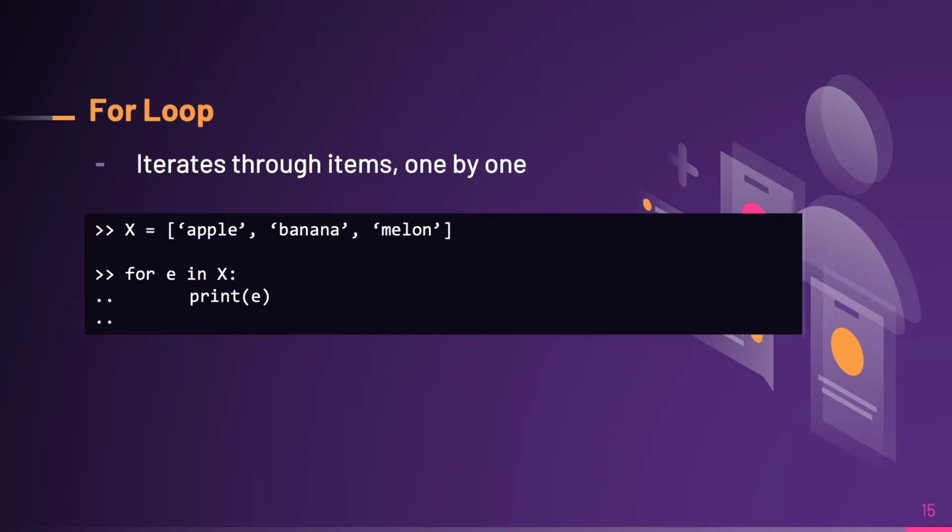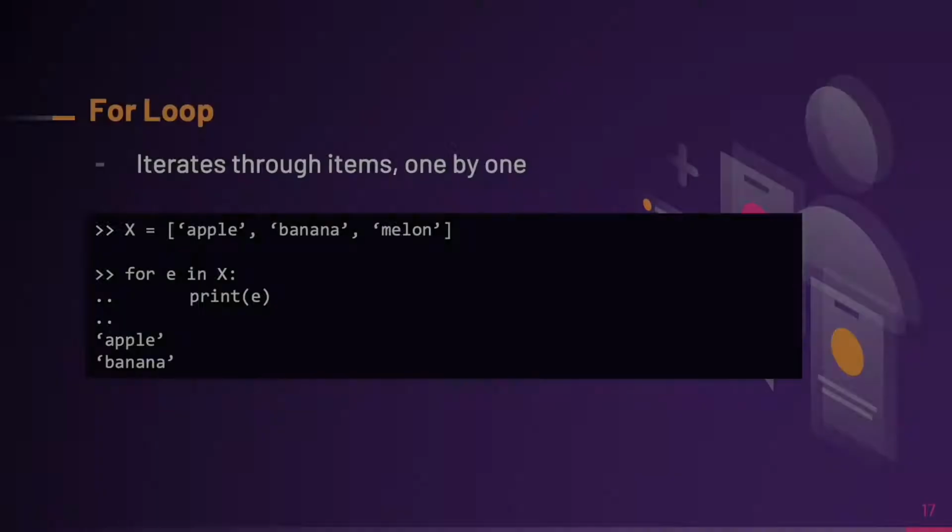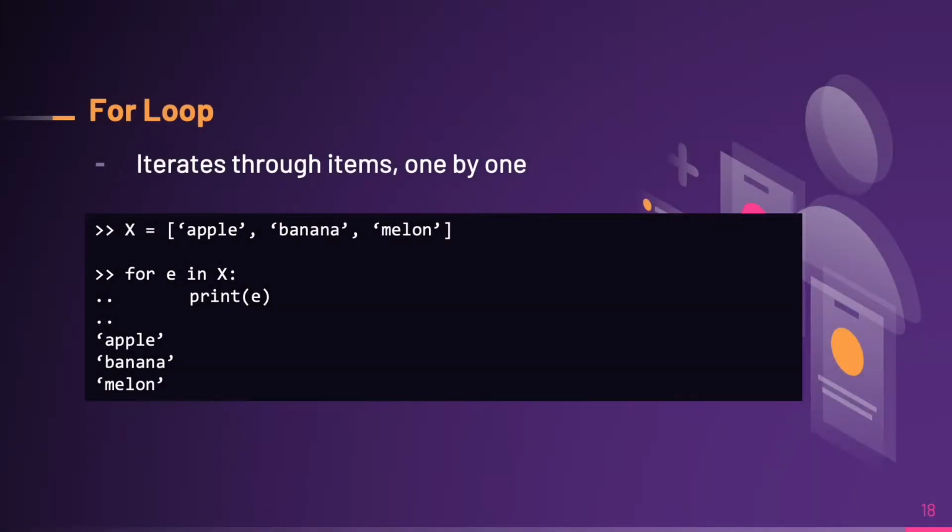Lastly, for loop is a syntax that iterates through items in a data structure one by one. To iterate means to repeat or to loop. Consider list X whose length is 3. Since the length is 3, X must be iterated 3 times. The print result will be the following: apple, banana, melon. So 3 iterations.